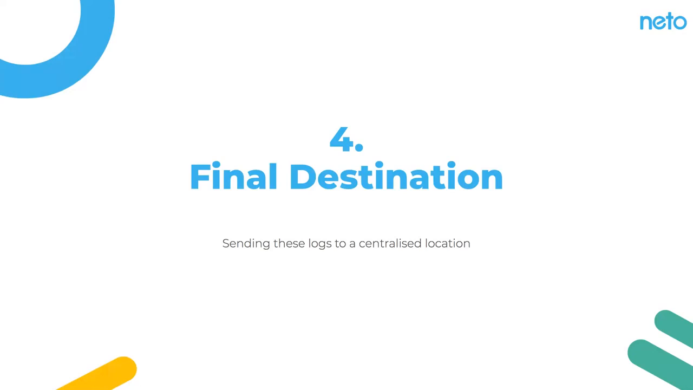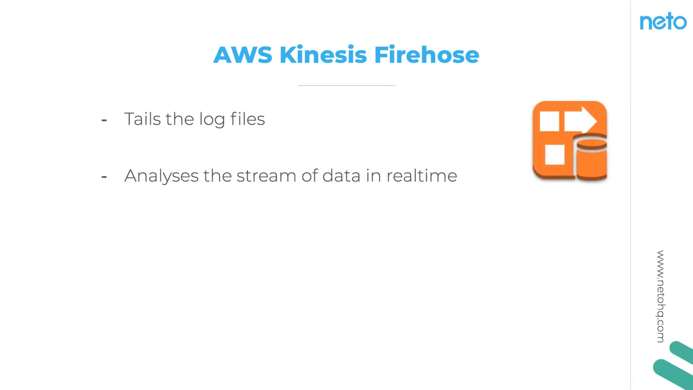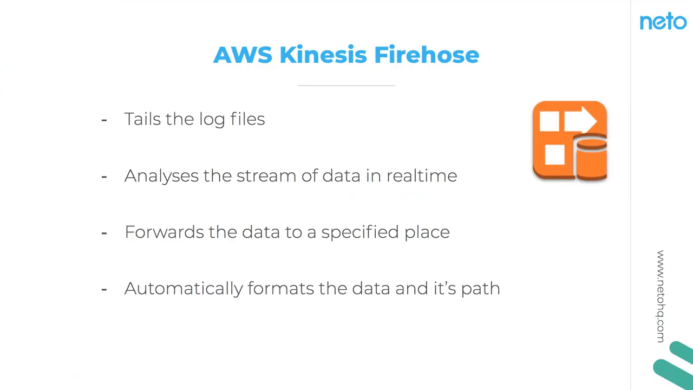You need to make sure that those files are stored somewhere else, centrally, where you can access and easily format them. I'm going to use the example of Kinesis Firehose here as an AWS service. It basically tails the log files. It analyzes a stream of data in real time, so it works out what it is that it's reading. It forwards the data to a specified place. You set that up in the AWS console, and it automatically formats the data and its path as well.